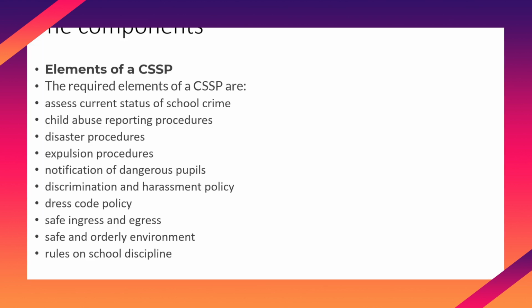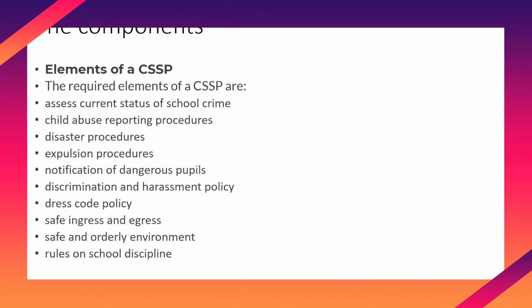Okay, let's talk about those 10 required elements. What are they? Let's take a look. I'll put them on the screen. They are: assess the current status of school crime, which is usually done through a SARC report; our child abuse reporting procedures; our disaster procedures; our expulsion procedures; notification of dangerous pupils; discrimination and harassment policy; dress code policy; safe ingress and egress; safe and orderly environment; and rules on school discipline.